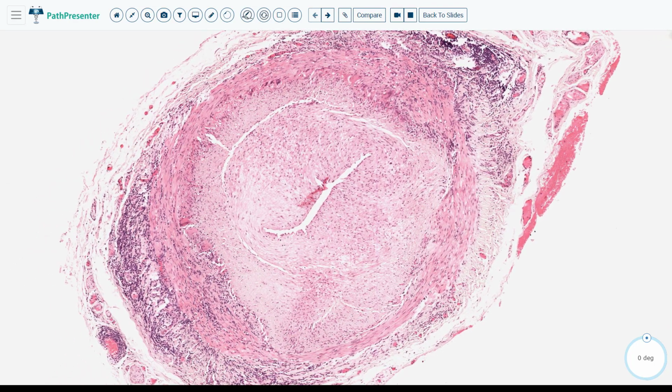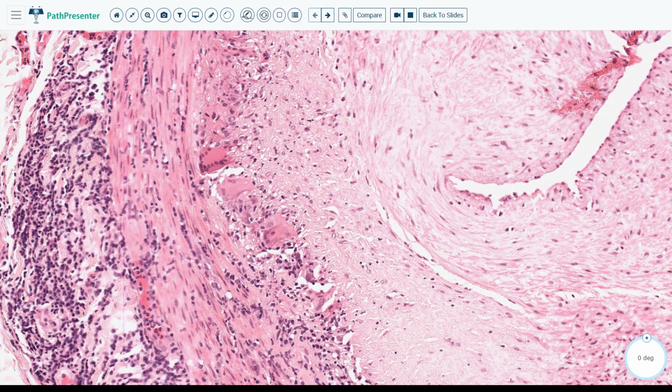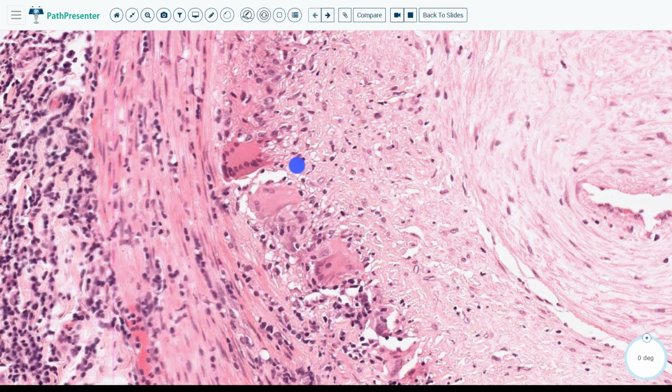You can see there are giant cells attacking the elastic lamina here, here, and here. In addition, there's significant chronic inflammation here and here. Let's take a closer look at the giant cell inflammation. Here you can see a giant cell here, here, and here. These giant cells are attacking the elastic lamina.